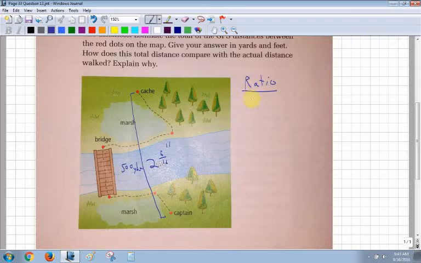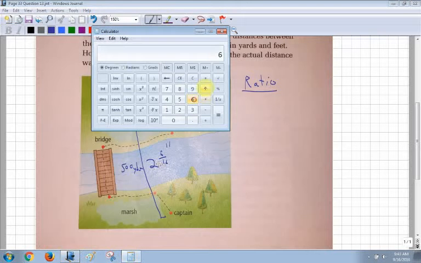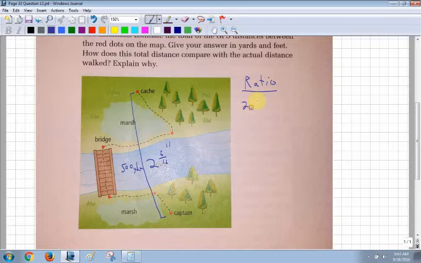So what I do is I take 2 and 6/16, and I'm going to convert 6 over 16 into a decimal, 0.375. So I get 2.375, that's my inches, for every 500 yards.